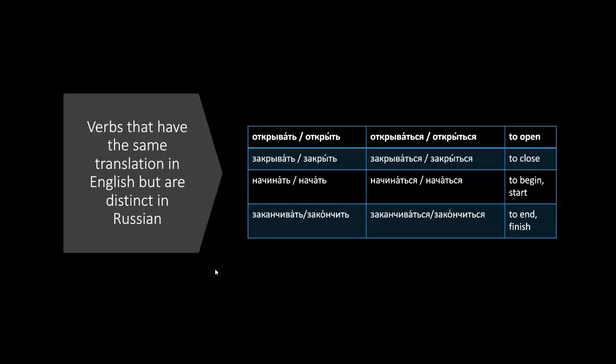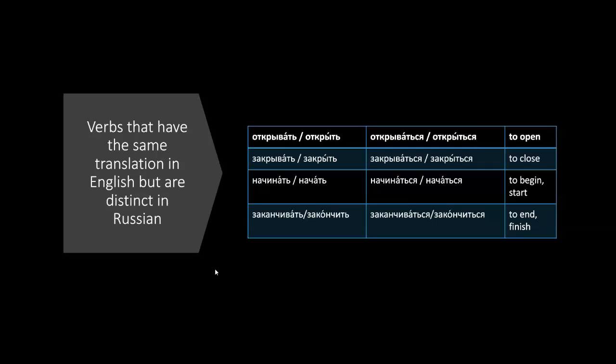Открывать, открыть, and its reflexive, открываться, открыться. Закрывать, закрыть. Закрываться, закрыться. To close. Начинать, начать. Начинаться, начаться. To begin, to start. Заканчивать, закончить. Заканчиваться, закончиться. To end or to finish. We're going to use all of these as just the simple verb in English.